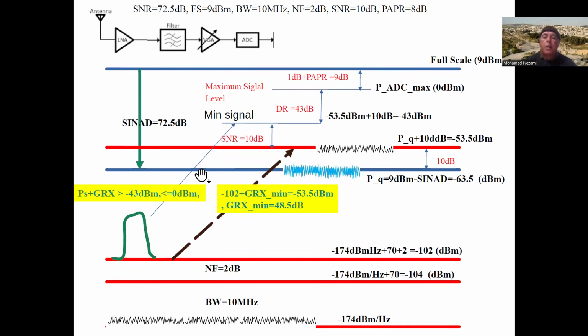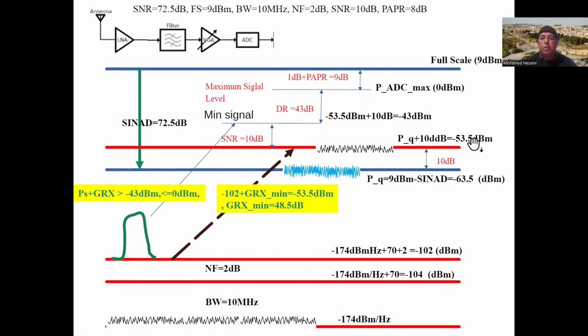Now, likewise, on the other side, the strongest signal that we can tolerate will be this. We have the 9 dBm. We need to go down by the peak to average power ratio plus 1 dB. That 1 dB will always be thrown in there. Everybody throws it in as a margin. So we're really 9 dB below the 9 dBm. That puts you at 0 dBm. So in that case, from 0 dBm to minus 43 dBm, which is 43 dB, is really the dynamic range that I have with this system.